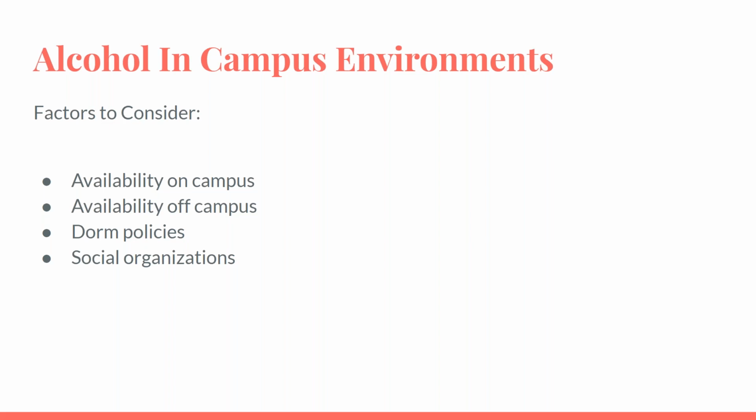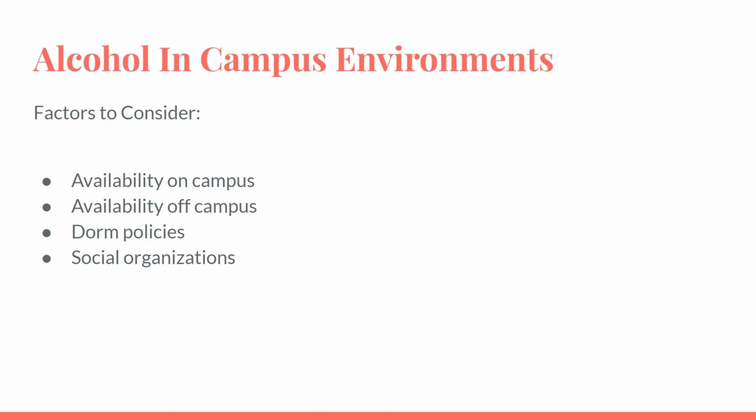A couple of really key factors to consider within this are availability of alcohol on campus, availability of alcohol off campus or in the surrounding neighborhood of a campus. Dorm policies: is alcohol allowed in dorms? Is it only allowed in dorms for upperclassmen? Is it allowed on campus at all? I know a lot of local universities have drinking pledges where no alcohol is allowed on campus whatsoever. And then the context of social organization.